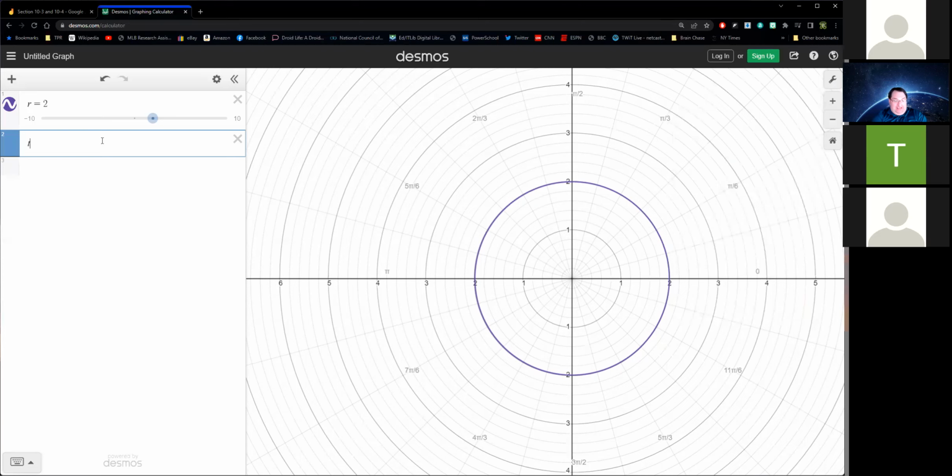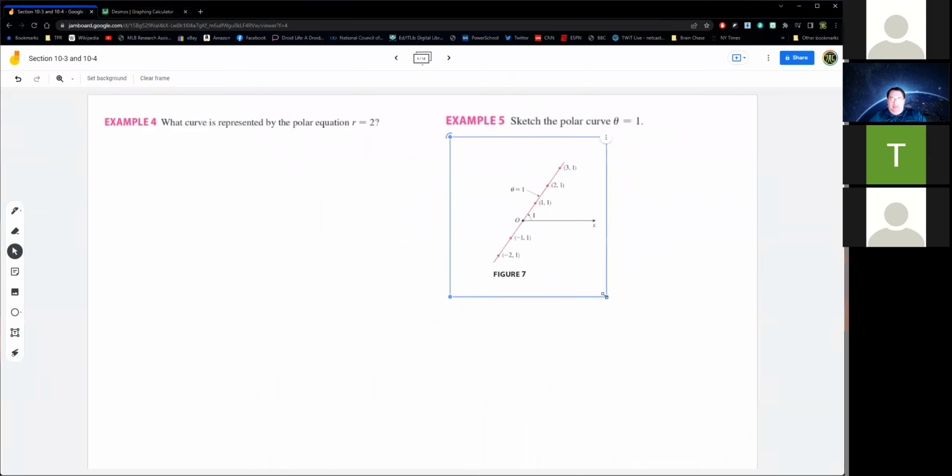If I did the other direction, if I had done theta equals 1, it's not going to let me graph that one. It's not going to let me graph theta. Why? I don't know why it's not letting me graph theta. If you graph just theta, you actually get a line. I'll copy it from the book since they don't have it. So you're going to get this.